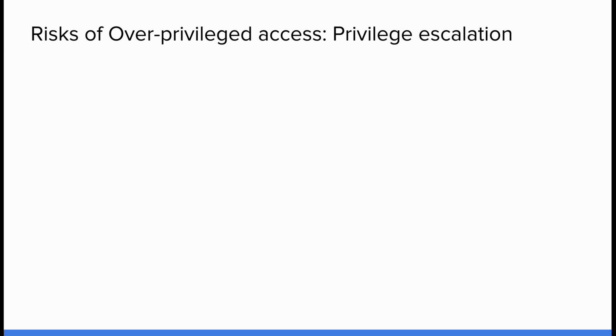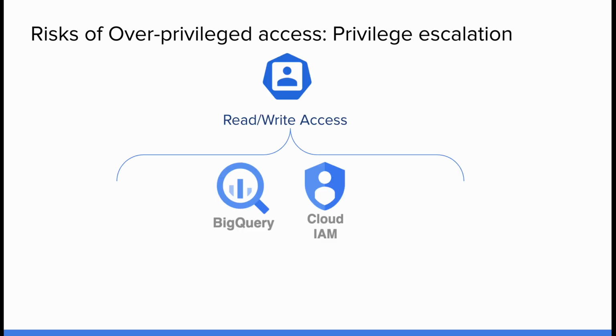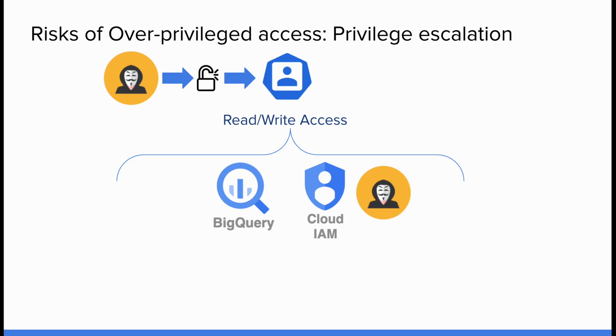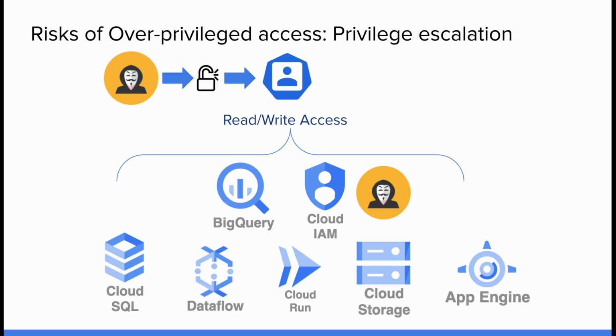Consider another scenario where a user has access to only a couple of services. You might think that's secure, but notice how one of them is Cloud IAM, which literally controls access. So if a hacker breaks into this account, he or she could use the access to Cloud IAM to give themselves access to other stuff, basically anything. This is called privilege escalation. It's another risk of overprivileged access.